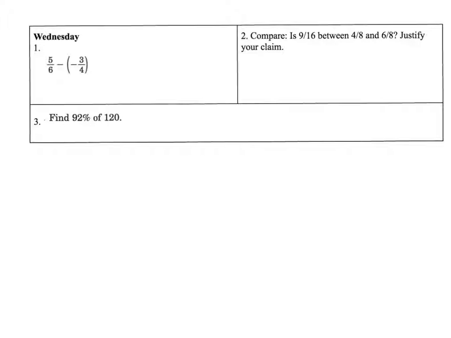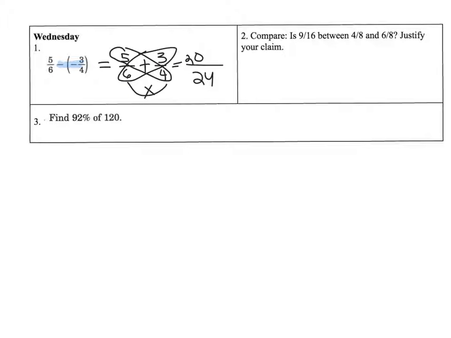Alright, so we're going to invoke the neighbor rule and rewrite this problem. So it's really just addition. We're going to use the butterfly method to find the common denominator, which is 24. 6 times 4 is 24. And now we're going to multiply 5 times 4 is 20, and 6 times 3 is 18.